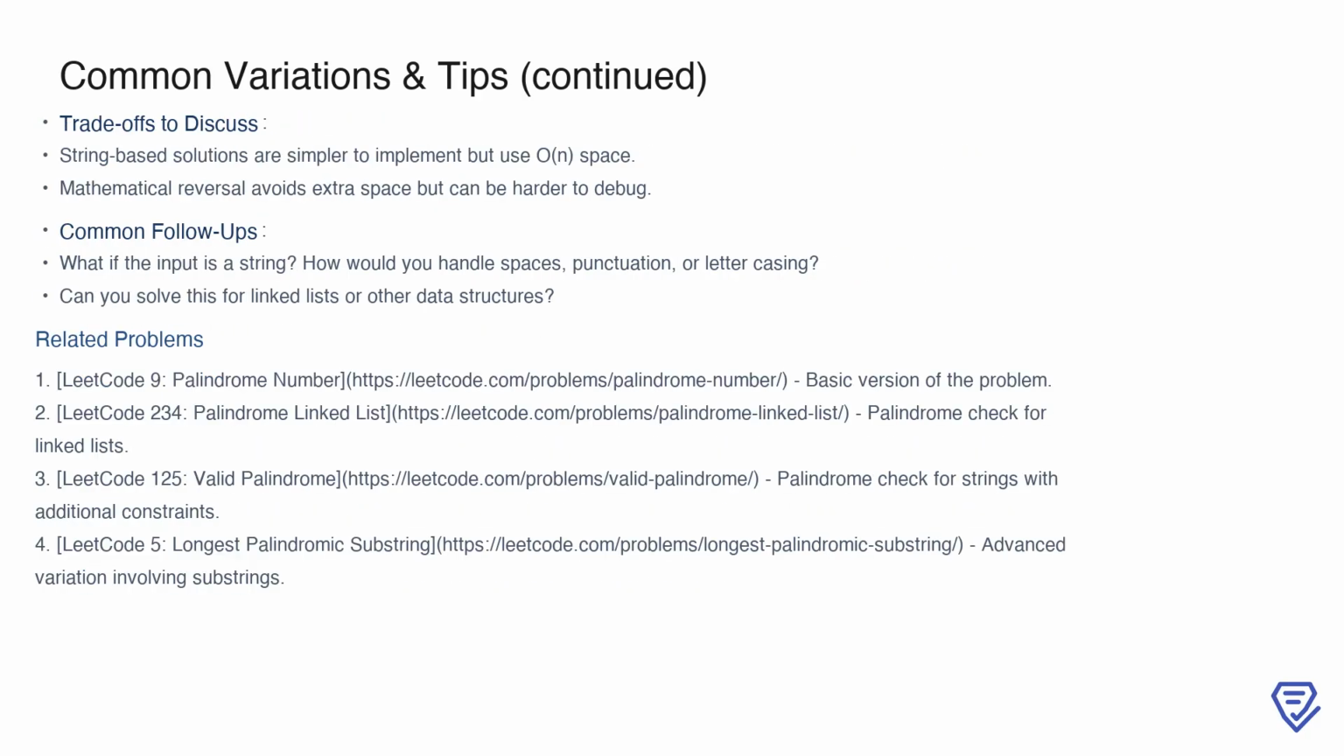It's also useful to understand the trade-offs between different approaches. For instance, a string-based solution is simpler to implement, as it involves converting the number to a string, reversing it, and comparing. However, this approach requires extra space, which may not be ideal. On the other hand, reversing the number mathematically avoids this extra space but can be slightly harder to debug.